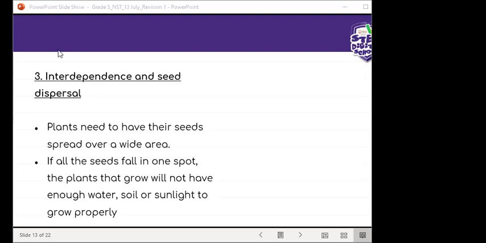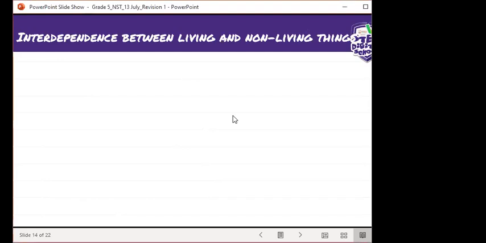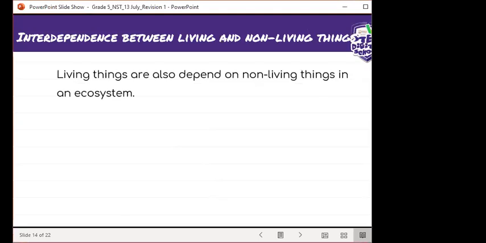It seems like time is not on our side. The next slide was going to start on interdependence between living and non-living things, and we will continue with it tomorrow.